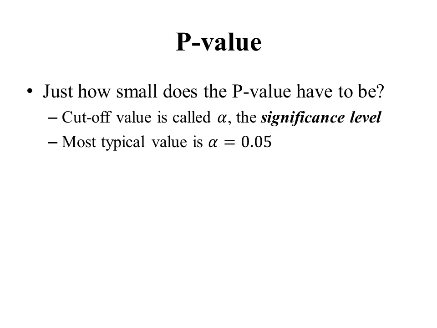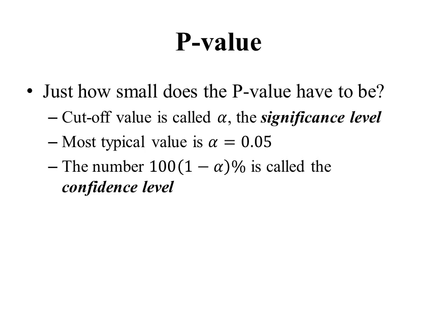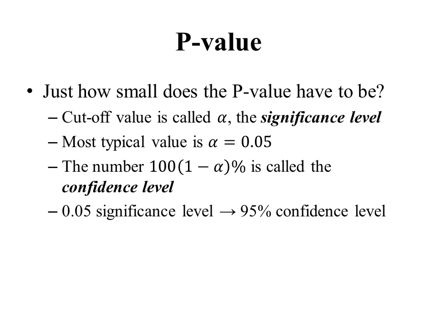Now we could use any significance level that we want. The most common value is 0.05, and that's the only number that we're going to use in this book, or in this class. But other books, other classes, could use other values like 0.01, 0.1, 0.2, but we're going to use 0.05. Now associated with the significance level is a number called the confidence level, and it's the number 100 times 1 minus alpha percent. And so if we use a 0.05 significance level, that corresponds to a 95% confidence level.